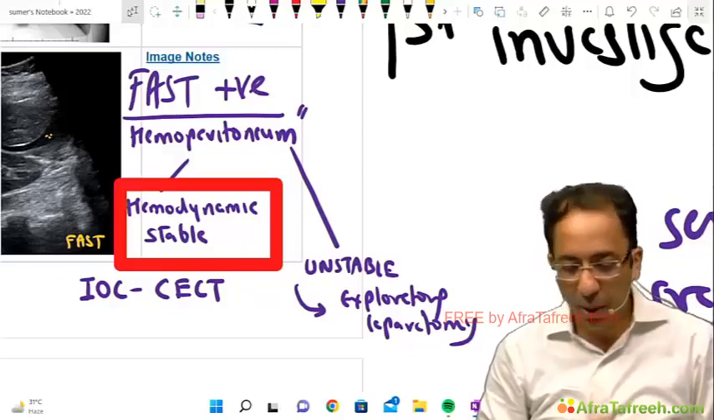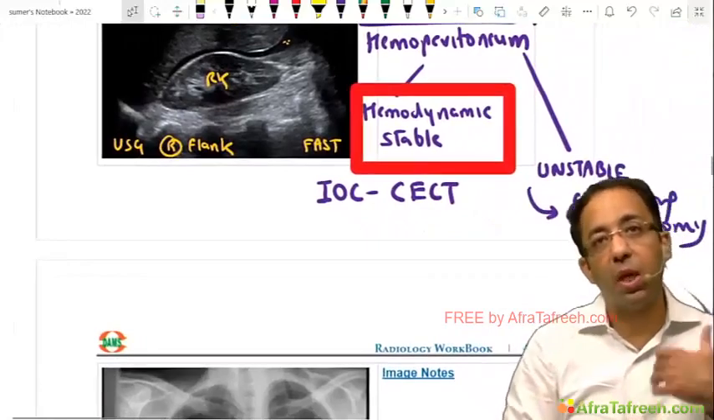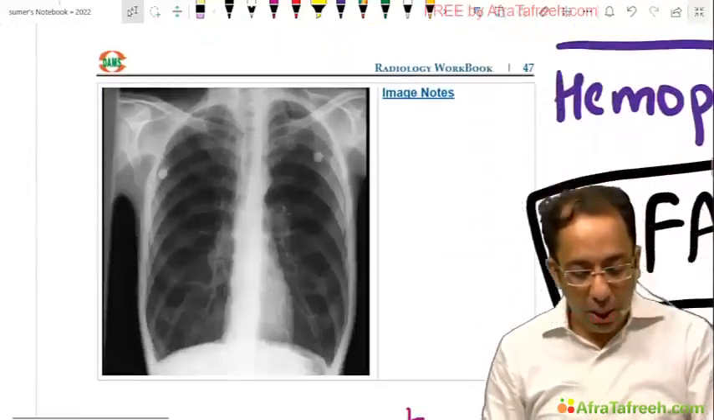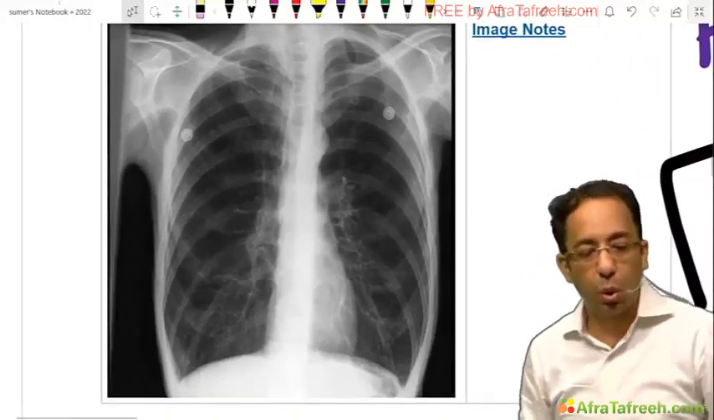Are you clear? Everybody understands? So this is what is called a FAST positive. Hemoperitoneum is there. And now some of you were getting confused in the previous X-ray when I showed you pneumothorax.